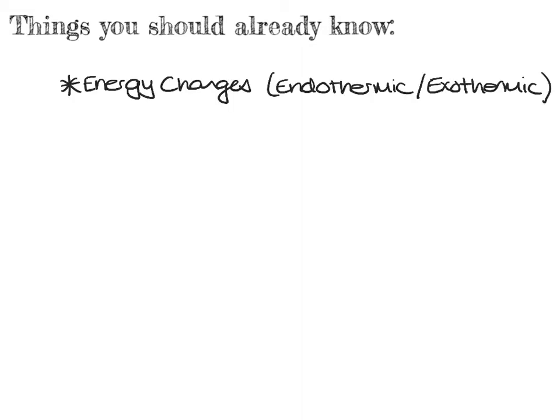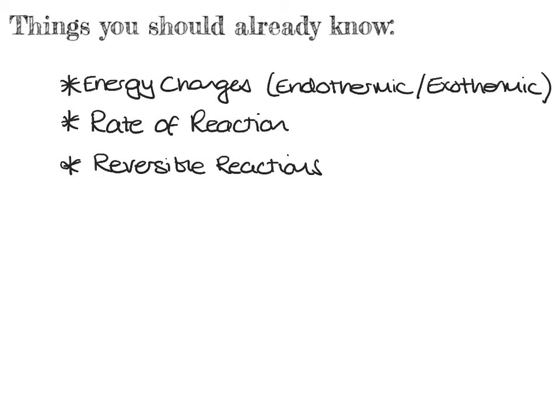Now, it would be really helpful if you already know some key things before starting this tutorial. These include energy changes, so you should remember some things about endothermic reactions and exothermic reactions. It would also be really useful to know about rate of reaction, so a little bit about collision theory, how reactions take place, and how we can speed them up by heating them up, increasing concentration, pressure, surface area, or using a catalyst. You should have some idea of what a reversible reaction is, and you should understand what I mean by the term equilibrium or dynamic equilibrium.